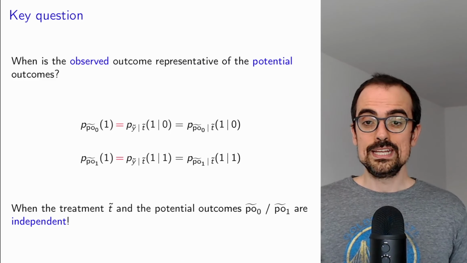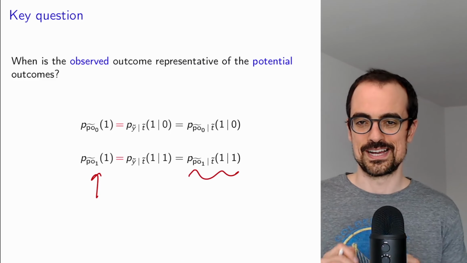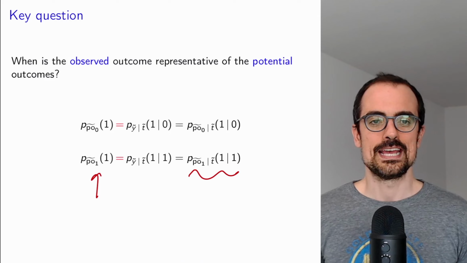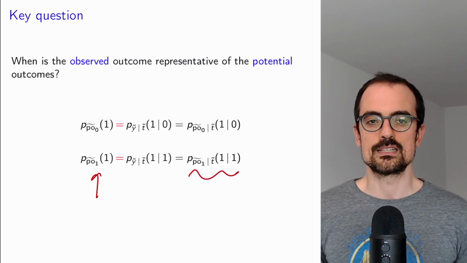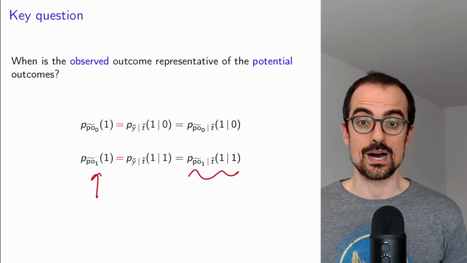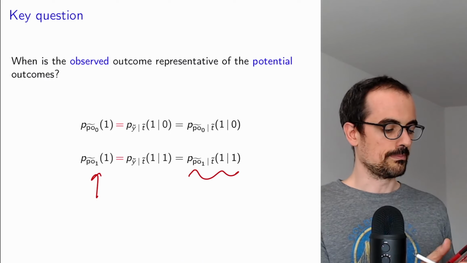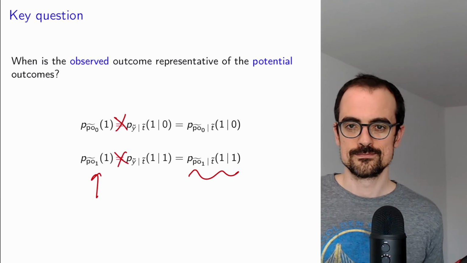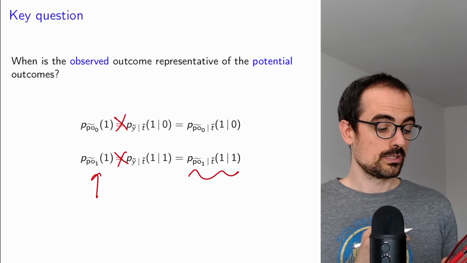So what do we need? Oh, actually, I should have asked you this. Maybe you didn't read it, so think about it anyways. When is the observed outcome representative of the potential outcomes? When do we have equality here? Okay, because this is not equal in general. When is it equal?